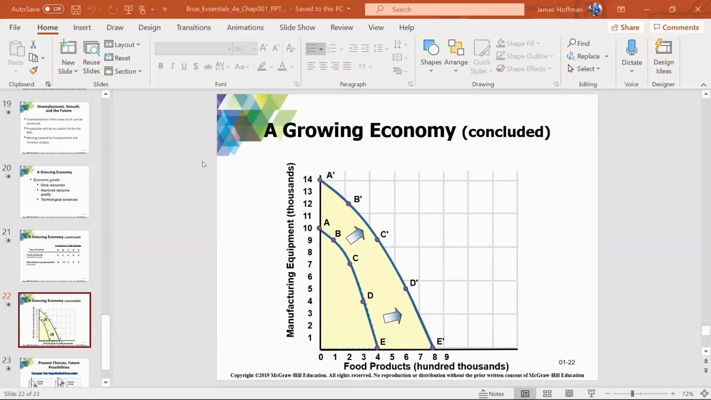Okay, so those are the basic bullet points or ideas for the production possibilities curve or model, and we'll look at some examples, and you'll see when we go through the examples in the homework.